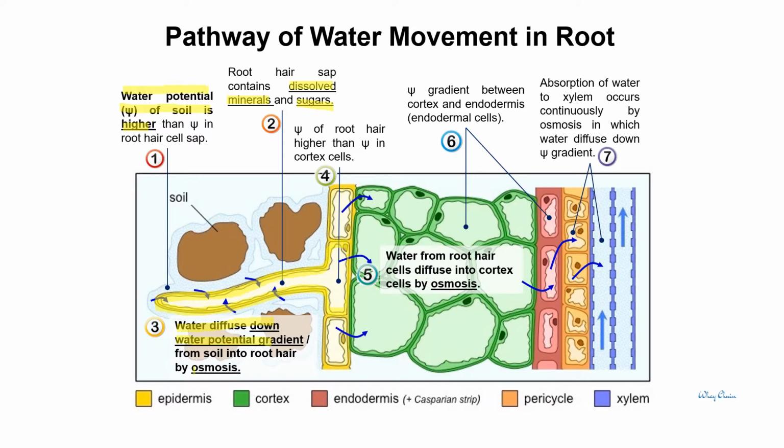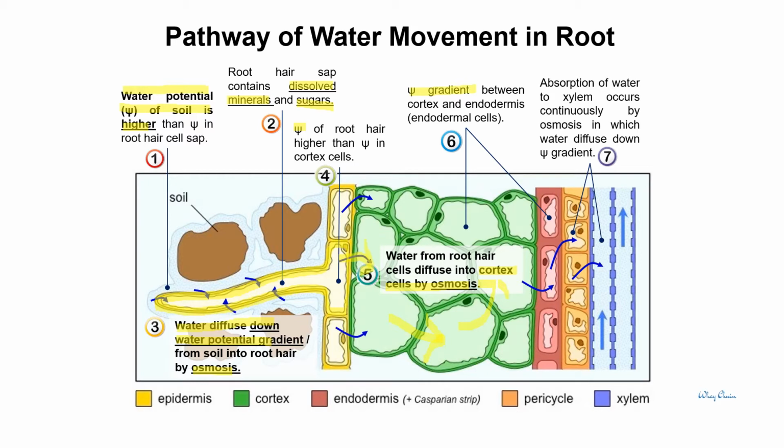So, water will diffuse from the soil solution with the higher water potential to the root hair cell by osmosis. When the water reaches the root hair cell, it increases the water potential of the root hair cell, and this causes the water to move from the root hair to the neighboring cell, the cortex cell, by osmosis. Once the cortex cell accepts the water molecules, its water potential increases, and the water will keep moving to the next cortex cell with the lower water potential.